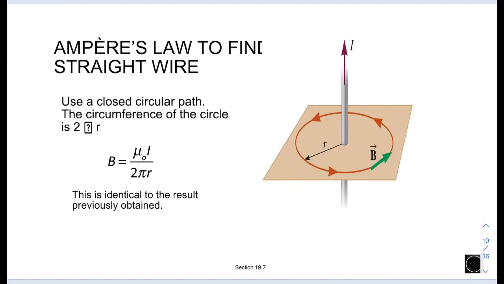From here, by using this approach, we use a closed circular path instead of an arbitrary shape. Now if we consider the circumference of a circle, B is equal to mu naught I over 2 pi r. This is actually the same thing as what we have before.